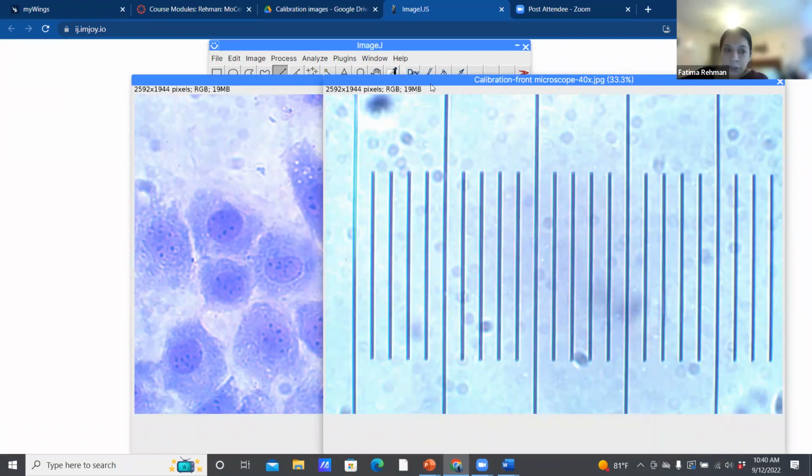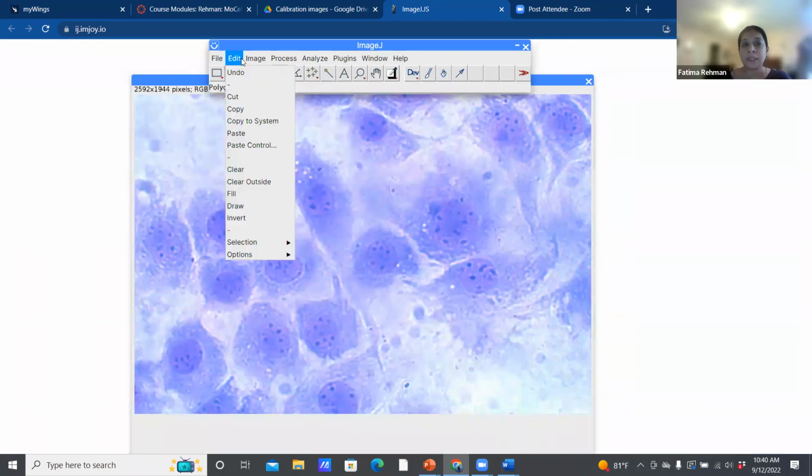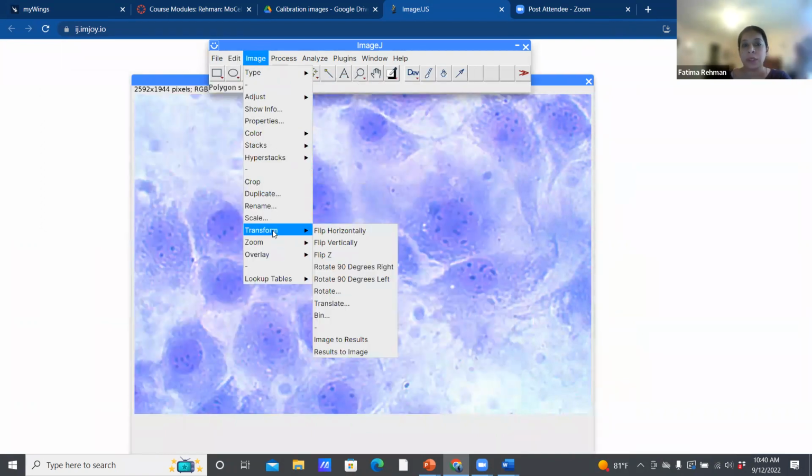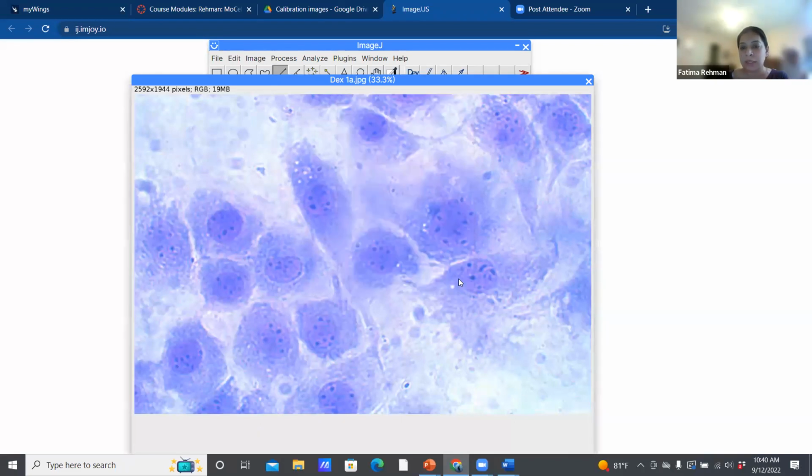Okay, so we're going to write down this number, 2592 times 1944. But in our case, this demo image is the same one, so I don't need to do anything to it. If it wasn't, I would go to Image, Scale, and right here where it says width and height, I would switch that to 2592 by 1944, and I would say not in a new window, I just want it adjusted in the same place. If it doesn't change, obviously it didn't need to be changed because it was the same.